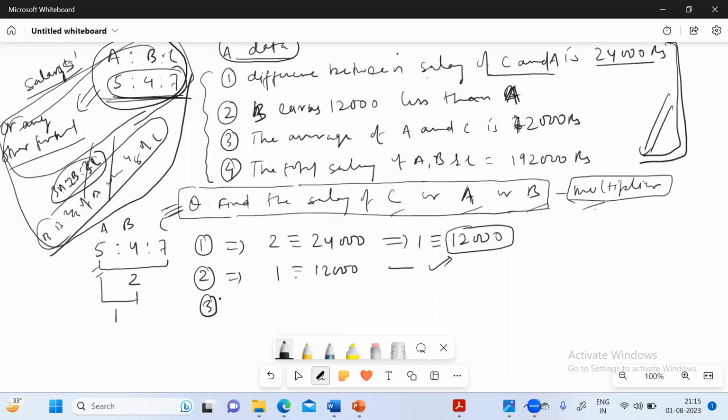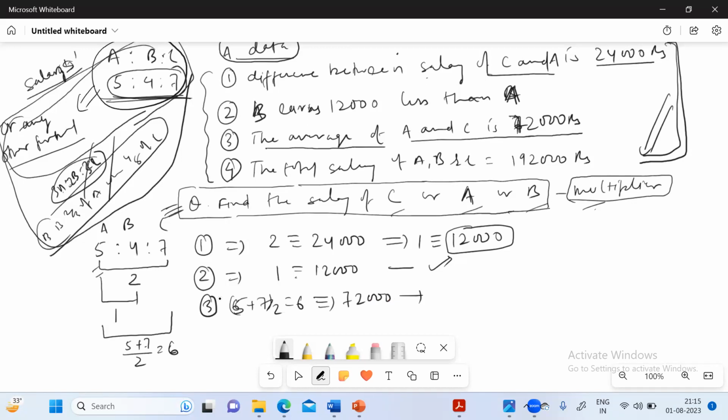The third statement gives you the average of A and C is 72,000. The average of A and C is (5 plus 7) by 2, which is 6. And the value of 6 is 72,000. So I can calculate the value of 1, which is 12,000 only. And once I get the multiplier, I can find out anything, whatever they are asking.